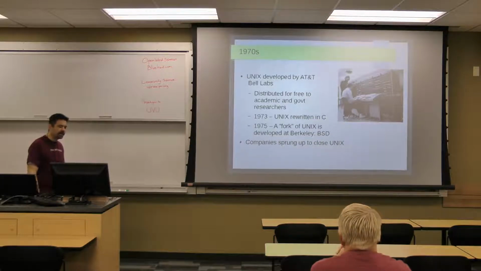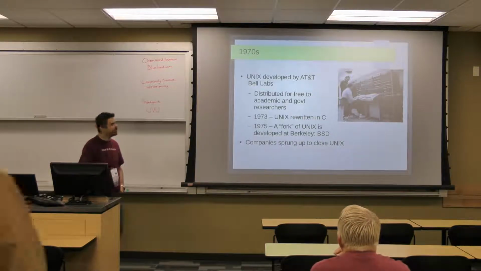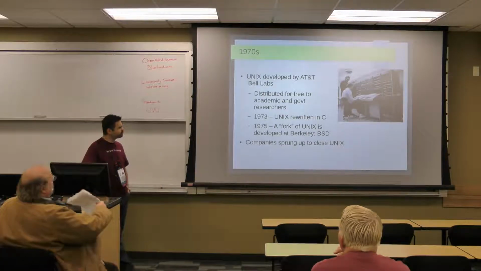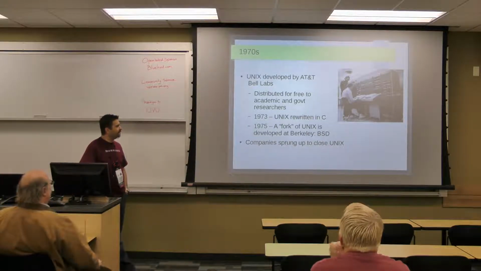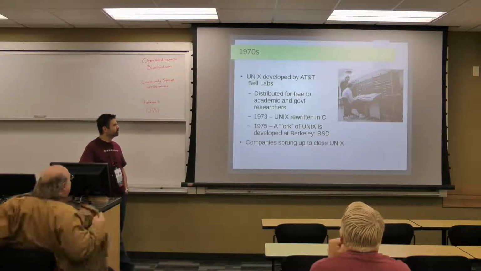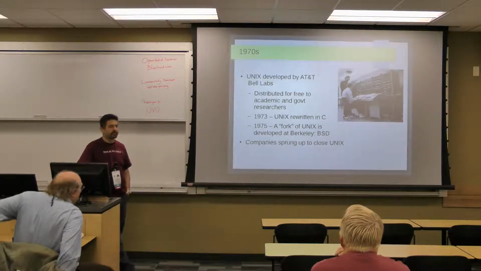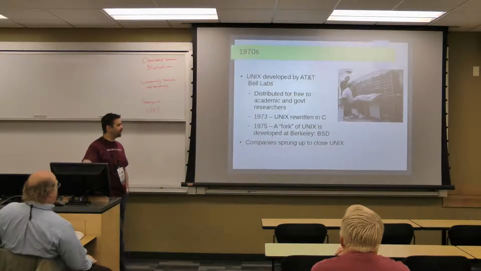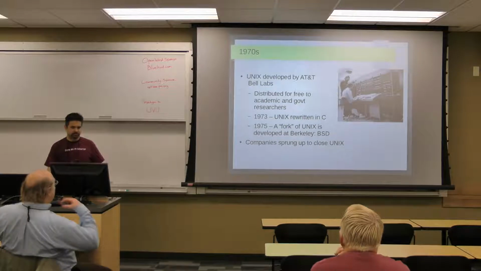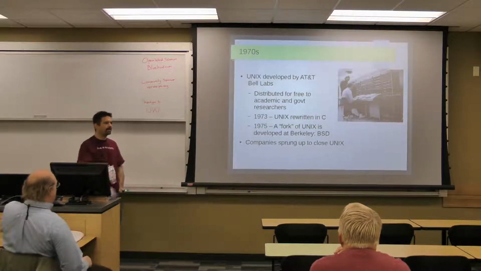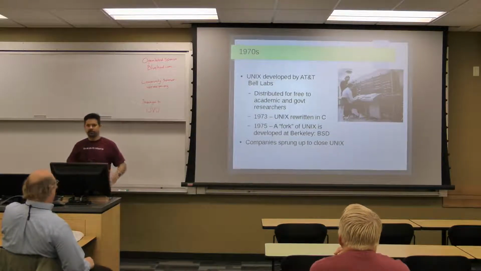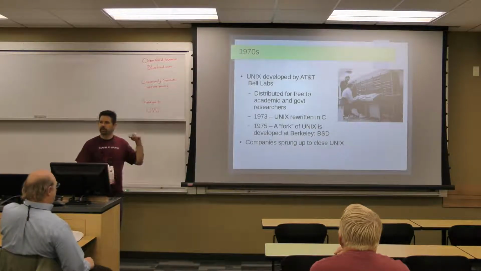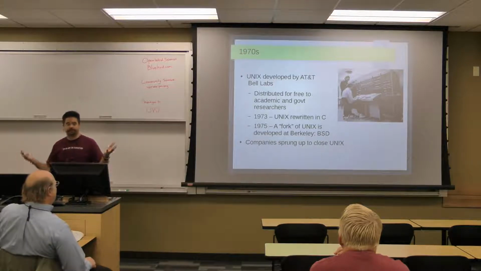In 1973, they rewrote Unix in a new programming language called C, and this made it very portable. One of the AT&T researchers went and did a research sabbatical at Berkeley and shared the stuff that he'd been doing at Bell Labs. Berkeley created their own Unix distribution, which later became known as BSD.